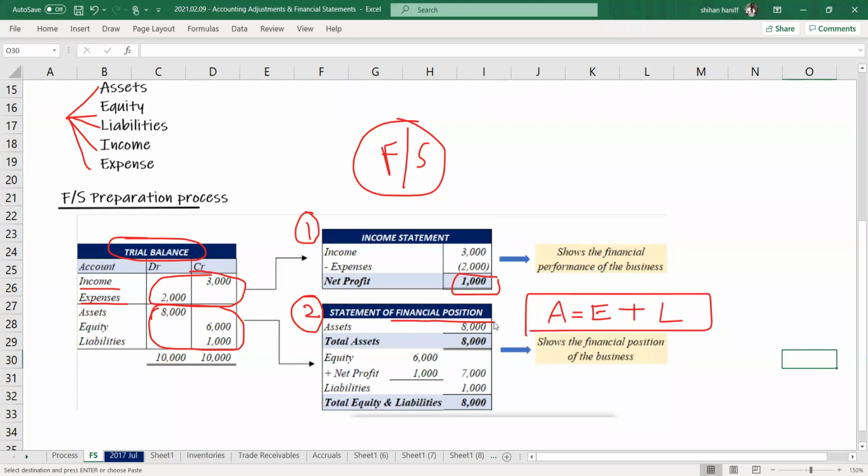What the business owns equals what the business owes. The asset is 8,000. Capital or equity will be 6,000 plus the net profit, because the profit will be given to the owner. Here we calculate the profit of 1,000, which will be added to the capital. Plus liabilities gives total equity plus liabilities, which equals the total asset. We show this in the statement of financial position. So this is the preparation process.